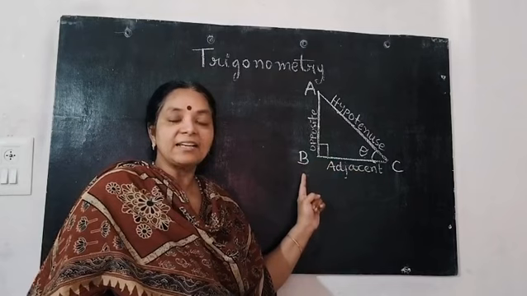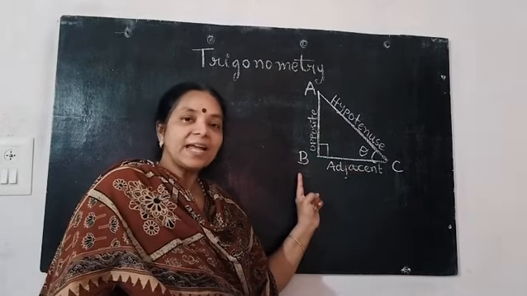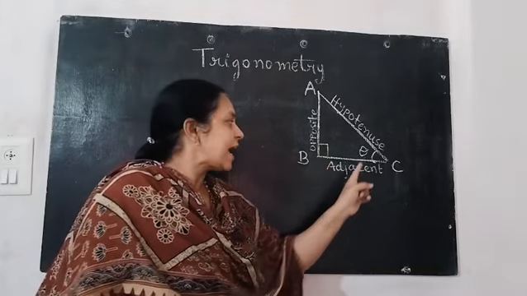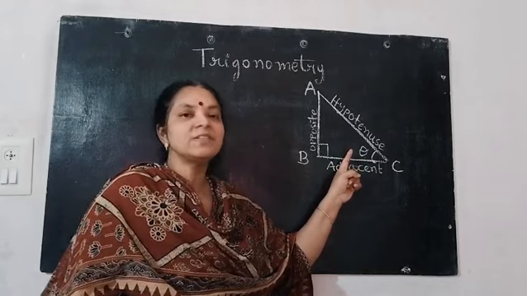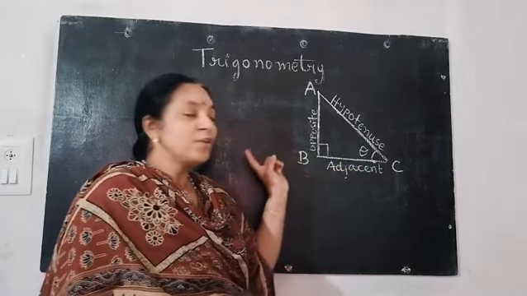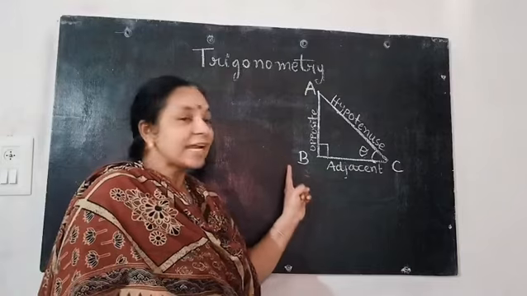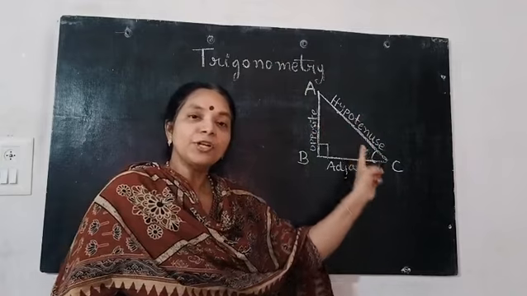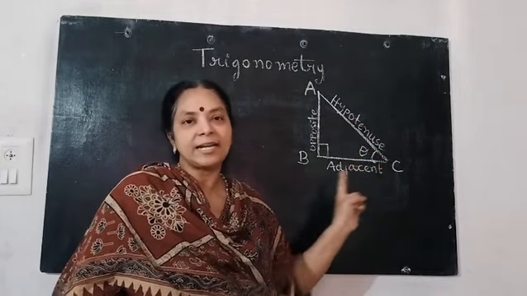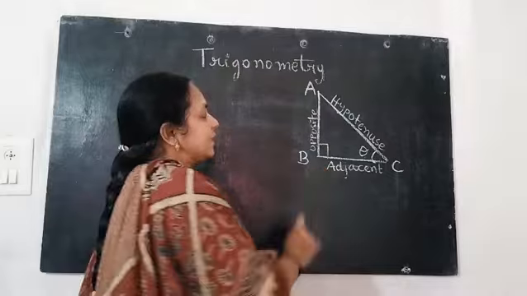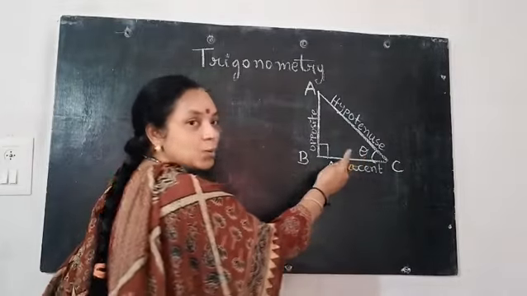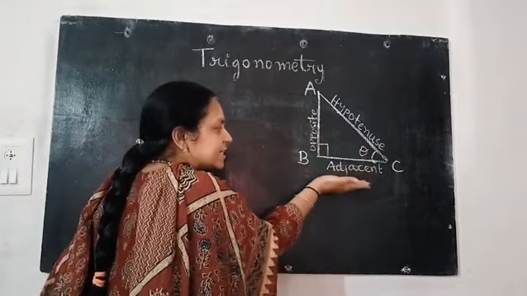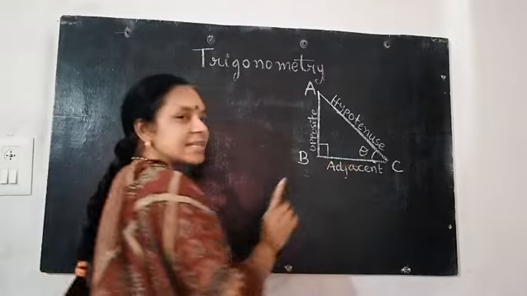In a right angle triangle, one angle is 90 degrees and the other two angles are always acute angles. So let us consider angle C as some theta, which is a Greek letter, an acute angle. We also know that the side opposite to the right angle is called the hypotenuse, and the hypotenuse is the longest side of a right angle triangle. The side opposite to angle theta is called the opposite side, and the side adjacent to angle theta is called the adjacent side.